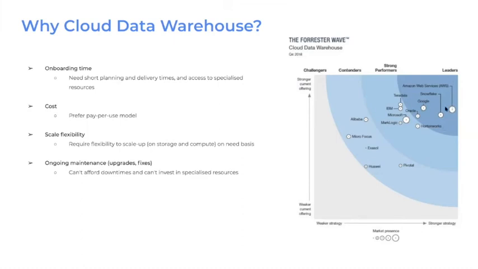With respect to how Forrester has ranked different cloud options, AWS Redshift, Snowflake, and Google are all leaders in the space. Microsoft jumped into it in the last couple of years, but it's catching up fast.